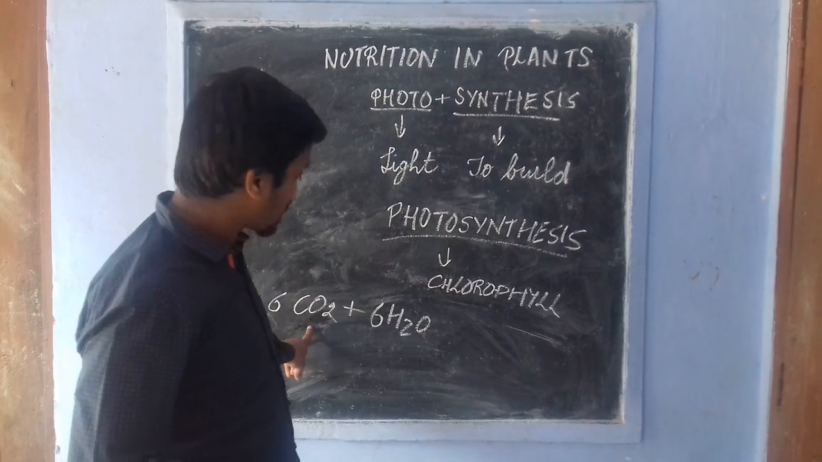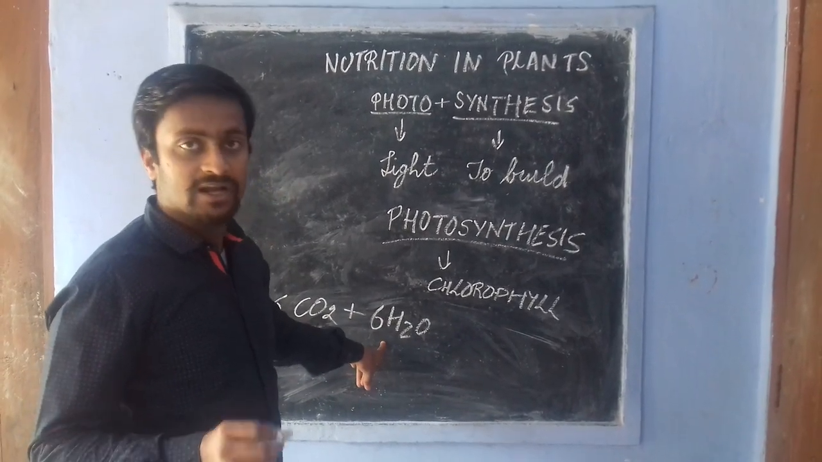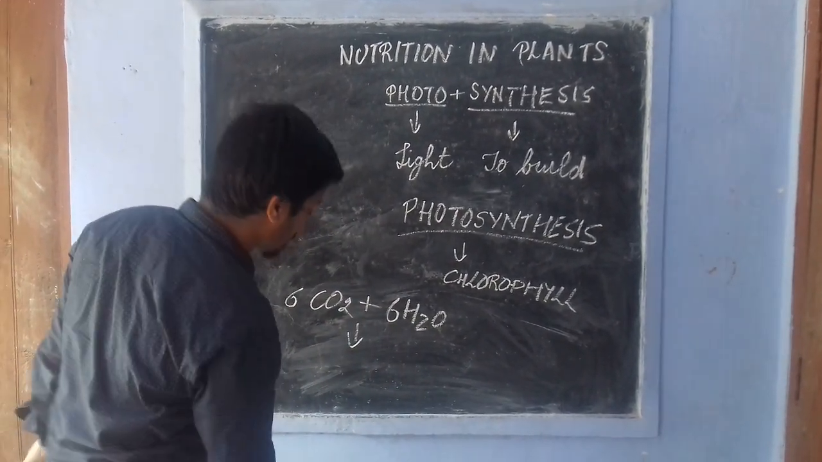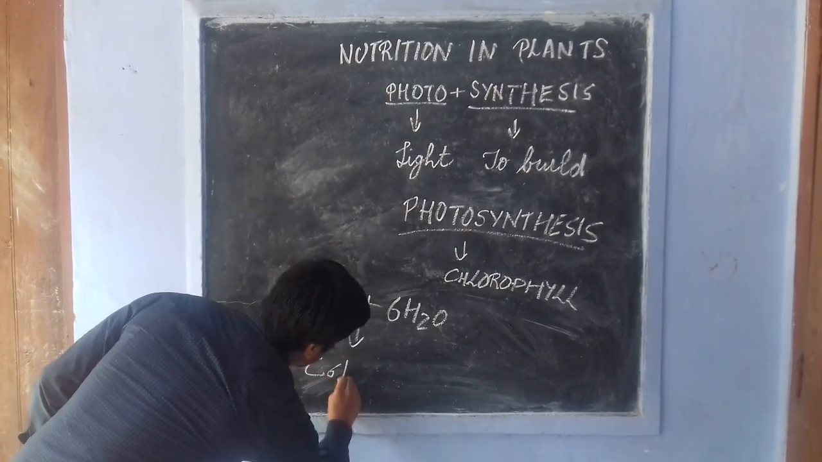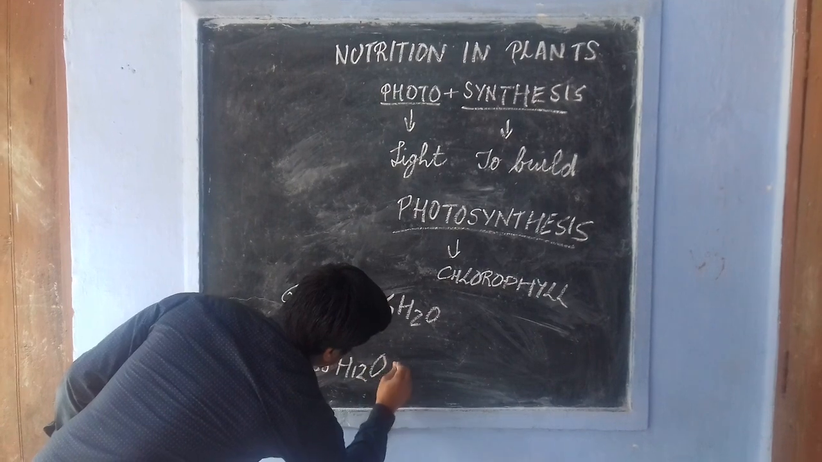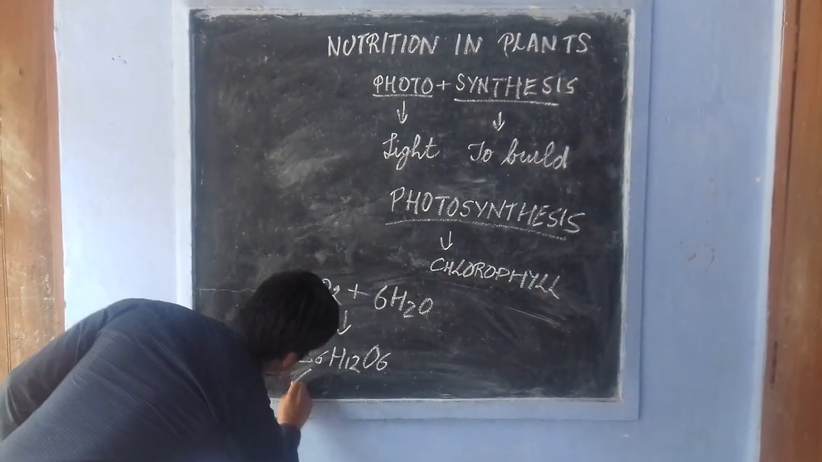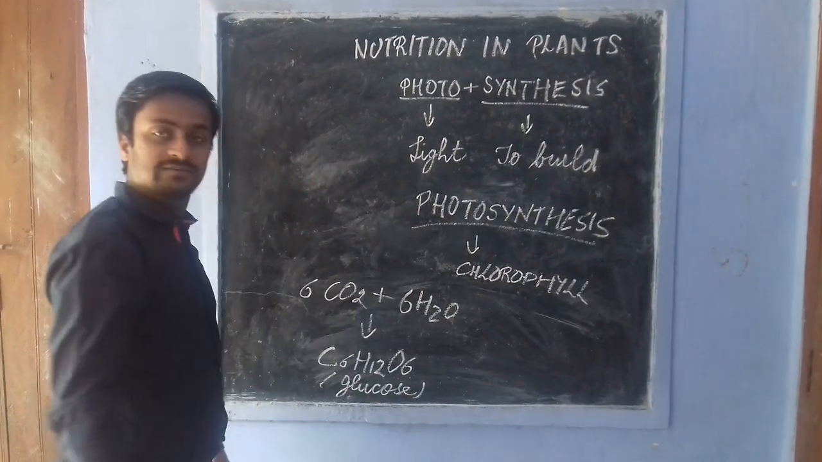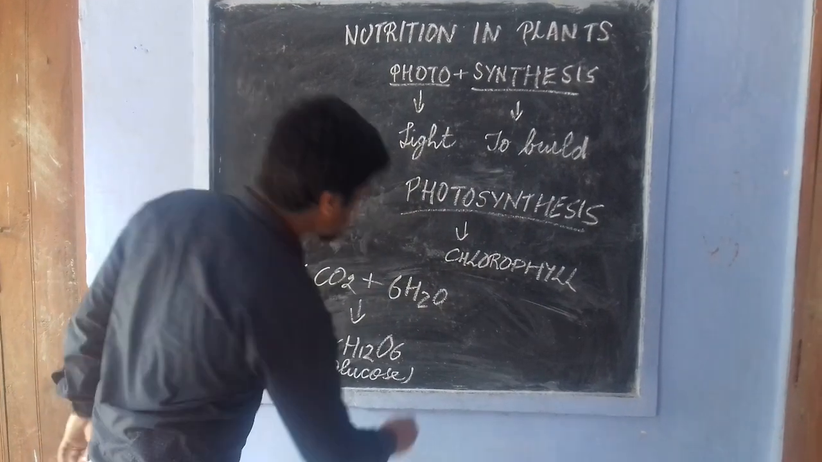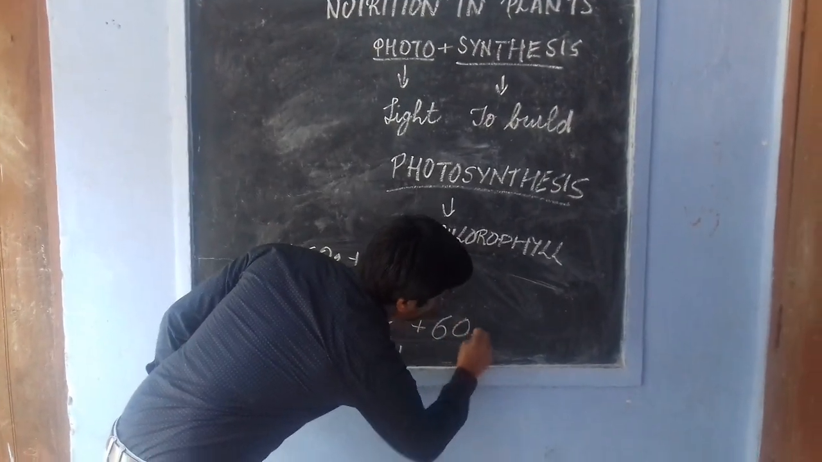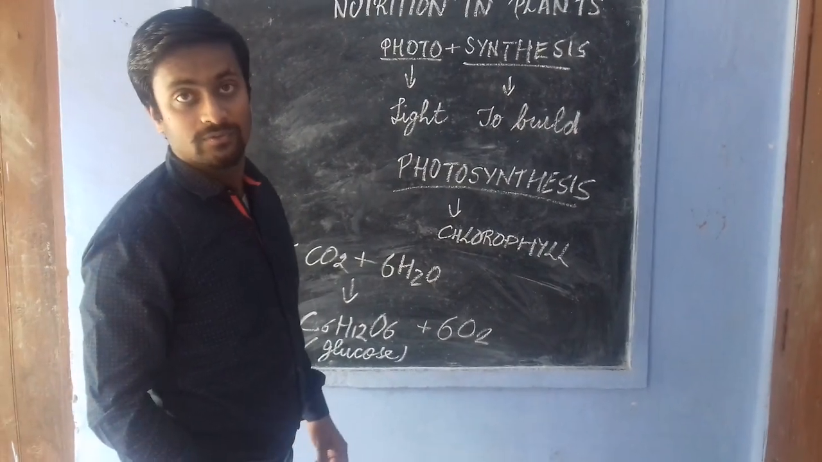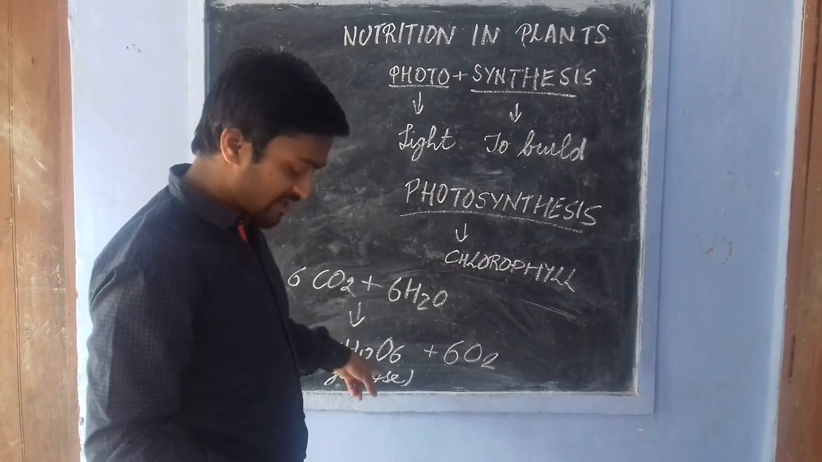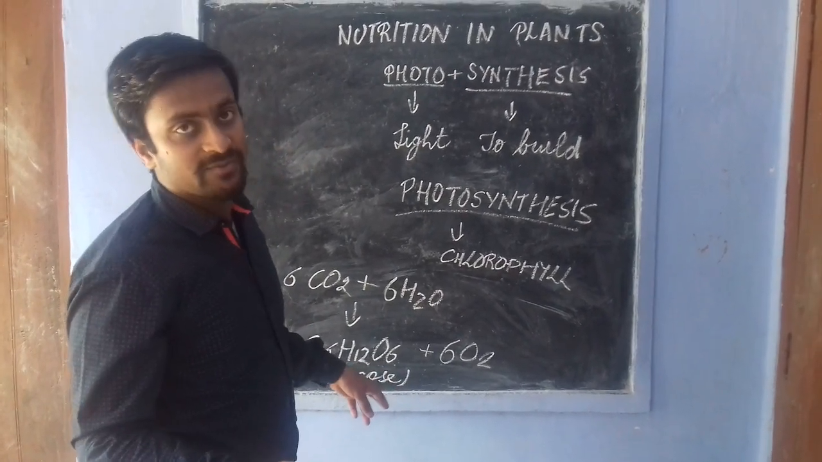takes place. Now this carbon dioxide and this water combine together to form a simple food called as the glucose, which is C6H12O6, and this food is known as the glucose. Plus in this process, oxygen is released in the atmosphere. So the oxygen is a byproduct of this mechanism and is released in the atmosphere.